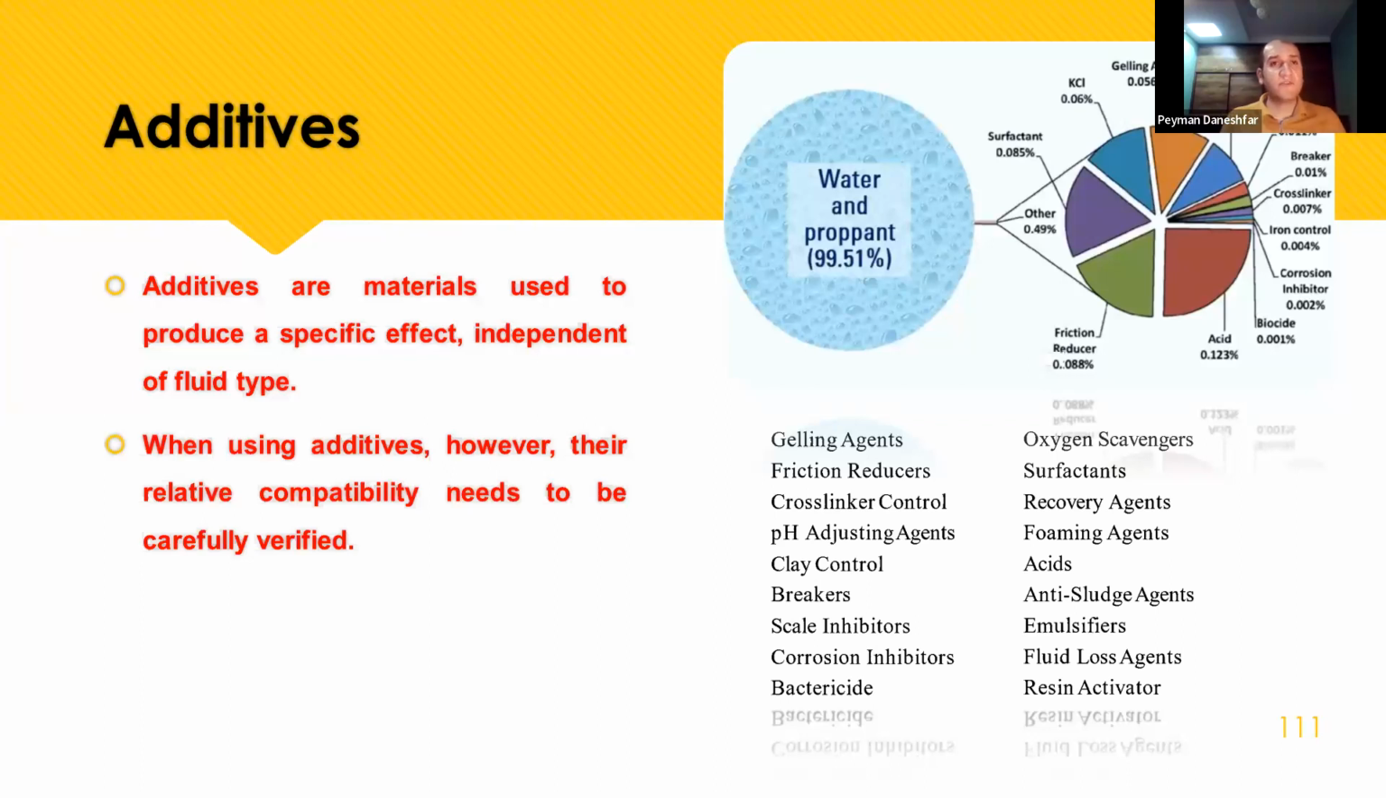We have more additives in hydraulic fracturing, but I want to explain some of the additives that are important for you, such as gelling agent, friction reducer, breaker, crosslinker, clay controller, scale inhibitor, corrosion inhibitor, bactericides, oxygen scavenger, surfactant, foam agent, acid, and anti-sludging. Anti-sludge for oil can use emulsifier, fluid loss agents, and resin activator.